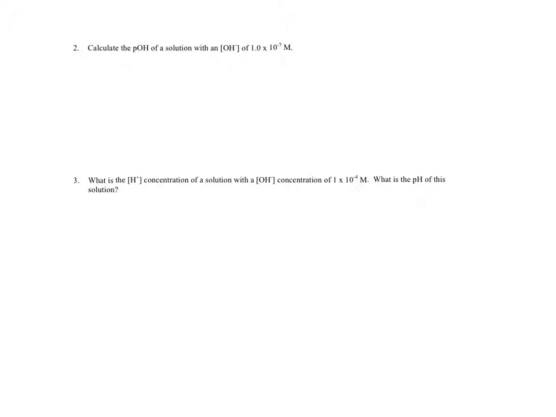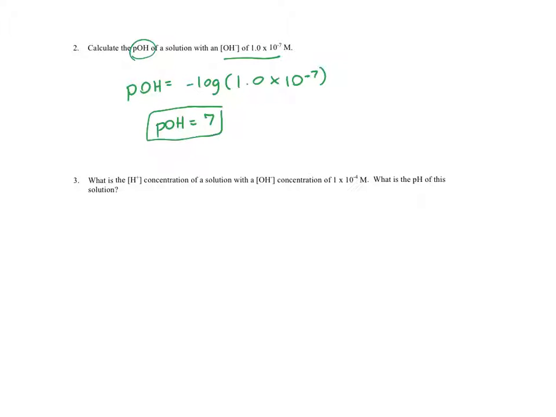Okay, next we're going to do the pOH. Remember, if you're given the OH minus concentration, which you are here, calculating the pOH is the same as calculating the pH. So the pOH is the negative log of the OH minus concentration, which is 1 times 10 to the negative 7th. Make sure you remember all of those negative signs, make sure you're using the right button, and make sure you're putting them where they belong. And you should get a pOH of exactly 7 there. So that's just basic calculation of pH and pOH using the negative log.